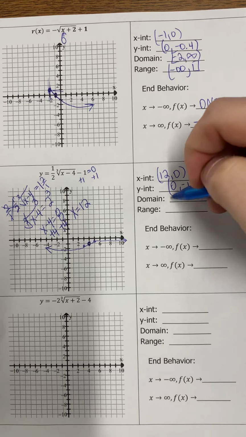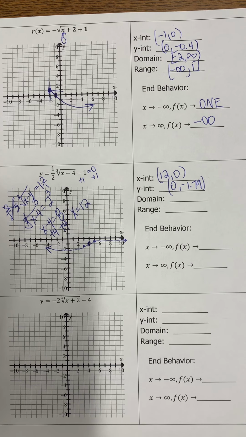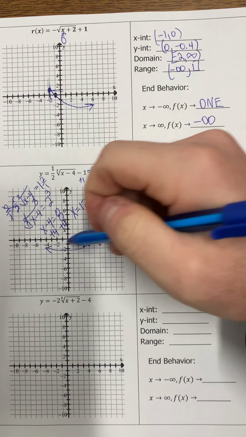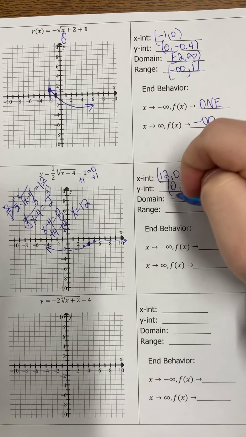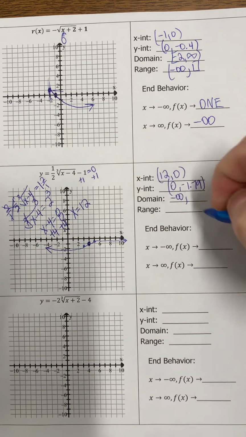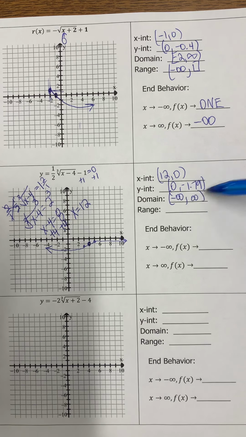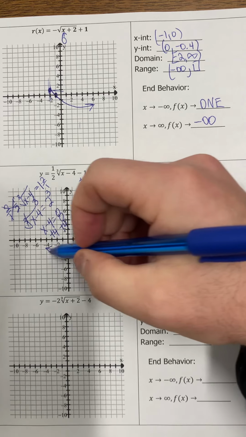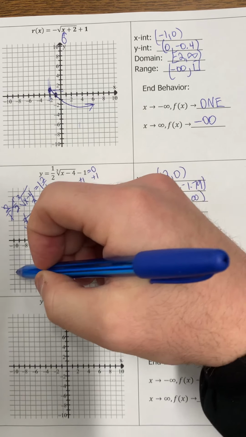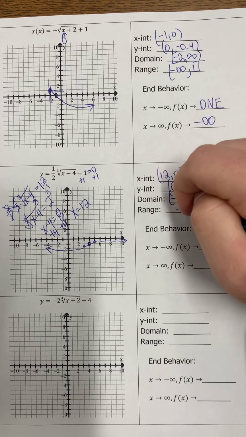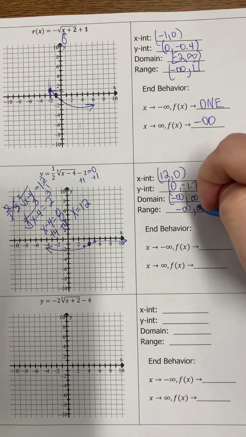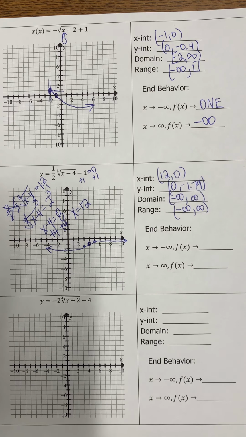Our domain for cube root functions is a little different than square root functions. Our graph doesn't stop. It keeps going to the left forever, and it doesn't stop on the right side either, so it keeps going to the right forever. So negative infinity to infinity, those always get parentheses. The range: this graph, even though it looks like it's only going to the left, does continue to go down very slowly to negative infinity. The right side's going to go up to positive infinity.